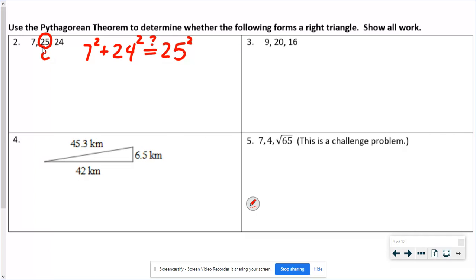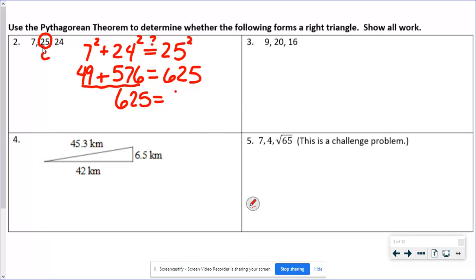So 7 squared, everybody knows that one. That's going to be 49. 24 squared is 576. And 25 squared is 625. When I add these two together, I get 625, and it equals 625. So is this a right triangle? Yes, it is. Right? We want to show all the work. I want you to be writing all of this out.